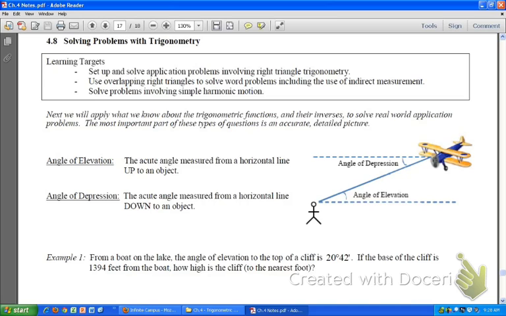Okay, so let's take a look at example 1. It says, from a boat on the lake, the angle of elevation to the top of a cliff is 20 degrees and 42 minutes. If the base of the cliff is 1,394 feet from the boat, how high is the cliff to the nearest foot? So the first thing you want to do, what do you think? Draw a picture. Yeah, so we're going to want to draw a picture of this.